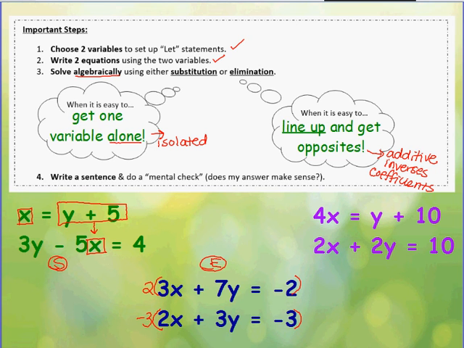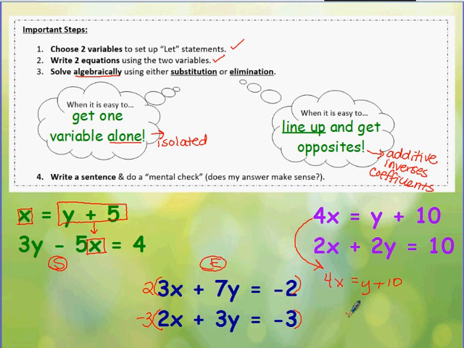Here, we end up with x terms lined up. It appears the y terms are lined up, but they really are not. My equal signs are not lined up. So now I would have to make a choice. Would I rather, let's see, if I rewrite this top equation down here, 4x equals y plus 10.